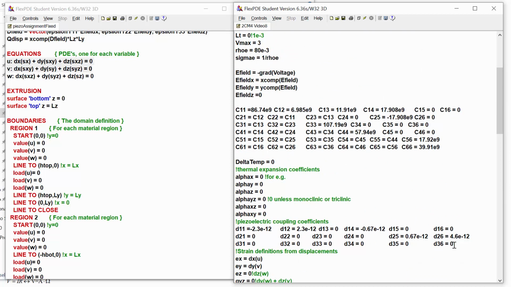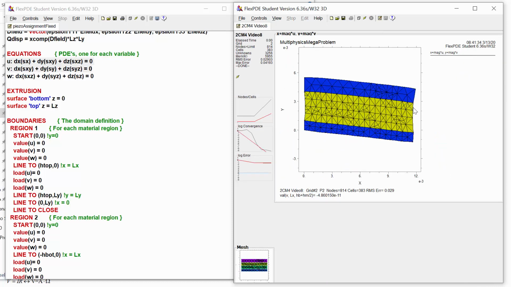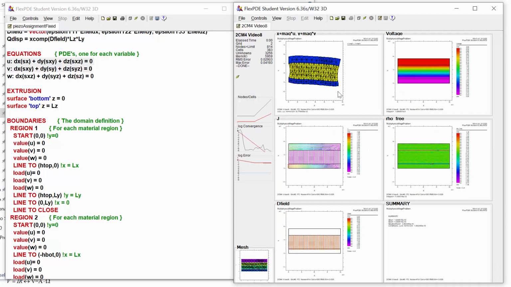Okay, so if we instead add in some other displacements here, maybe negative 2.3 e minus 12 in y from y, and 2.3 e minus 12 in x from y, now we get a little bit of a bulging there, and it's going to be more obvious what happens when we turn this thing off. So it doesn't bend down nearly as much. Still does, but not quite as much. And we've got this deformation showing up axially now as a result of the electric field that we're applying.